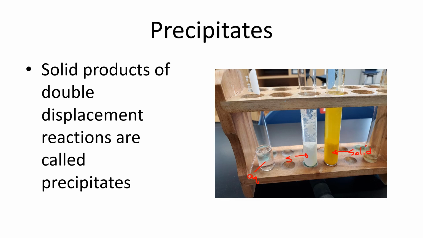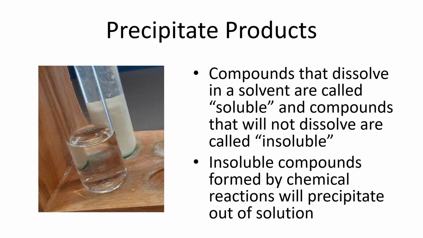So those are the precipitates, the new solids that form. If a substance can dissolve in your solvent, that is termed soluble. Now the solvent that we're going to use throughout this course is just going to be water. We're not going to use any other solvents. And if it won't dissolve, then that's going to be termed insoluble. And it's those insoluble compounds, if they form from a reaction, that make the precipitate. So insoluble precipitate.